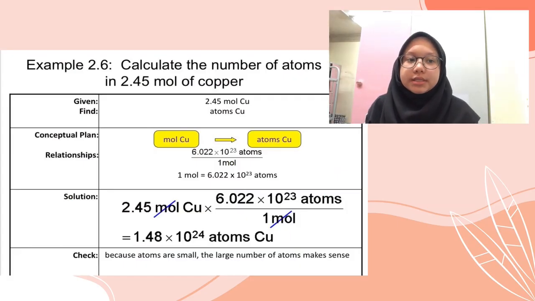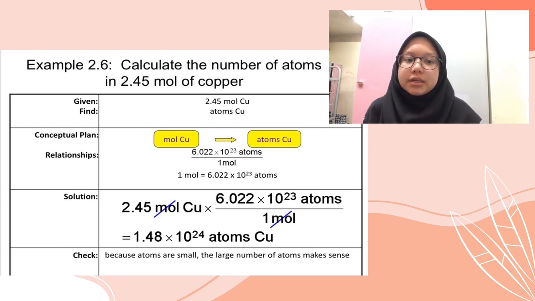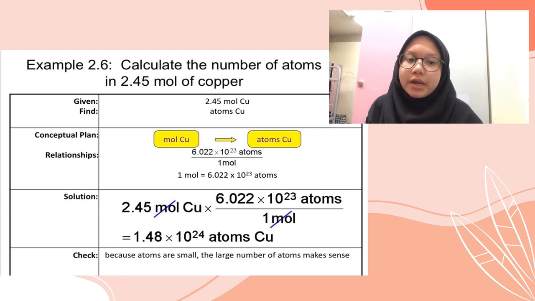So this is the example of 2.6, which is calculate the number of atoms in 2.45 moles of copper. Given is 2.45 moles of copper, so we have to find the atoms of copper. The relationship is Avogadro's number, which is 6.022 times 10 to the power of 23 atoms, divided by 1 mole, because 1 mole is equal to 6.022 times 10 to the power of 23 atoms.